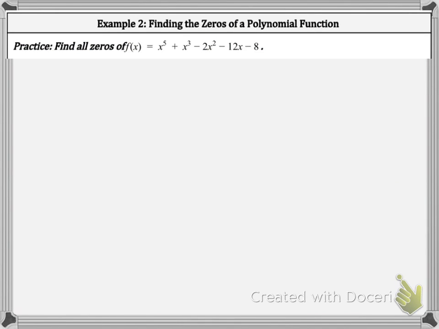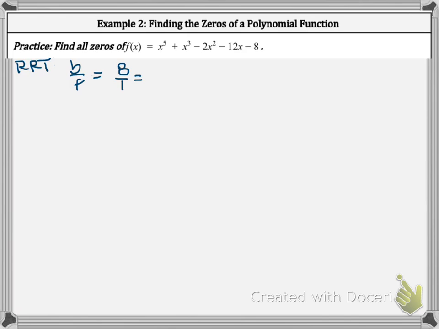Find the zeros of a polynomial function. So we have x to the 5th plus x cubed minus 2x squared minus 12x minus 8. So looking at this, can we factor it as it is? No, we cannot. It is not factorable. And so we have to do, if you remember, the rational root theorem. So this is back over front. So we have 8 over 1.